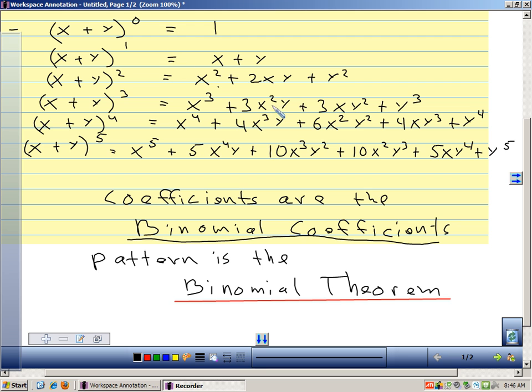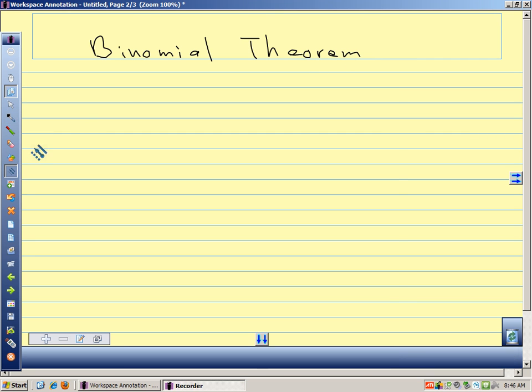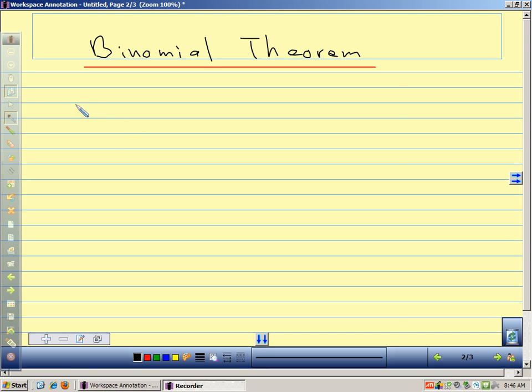So first off, we notice that there's a pattern. We want to figure out how that pattern works. So the binomial theorem. Again, the binomial theorem tells us how this pattern works. And we'll talk about what these parts mean. Some of this might be a little new. We'll talk about what each part means kind of separately.